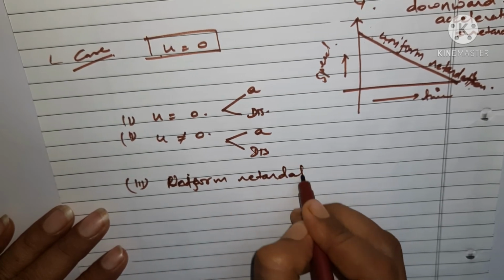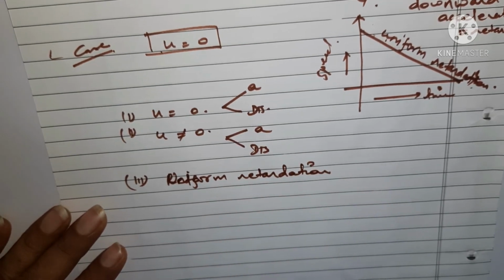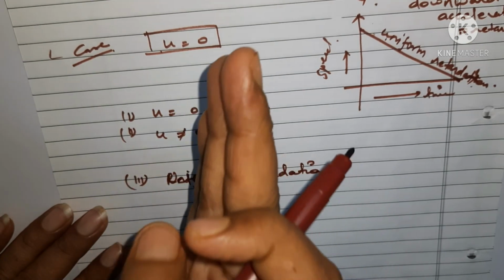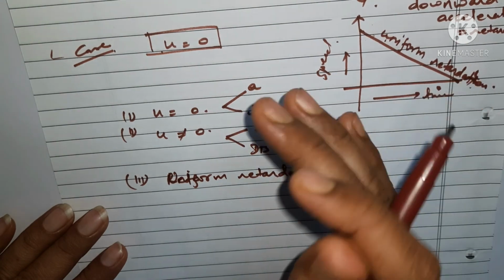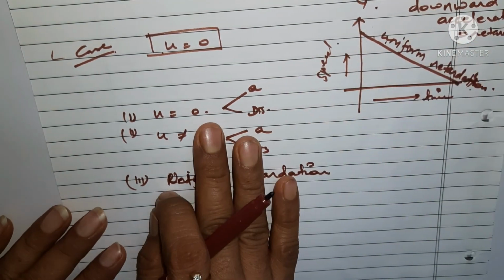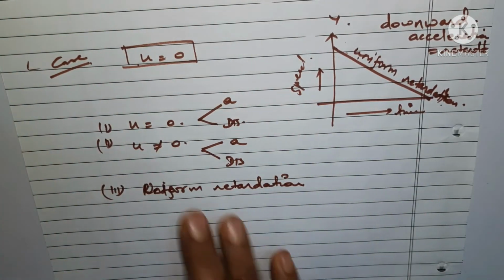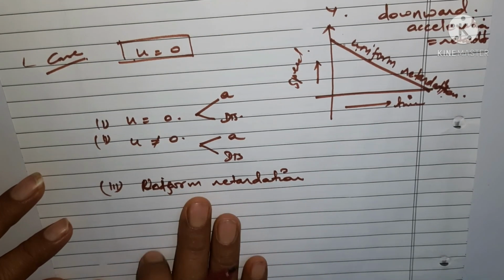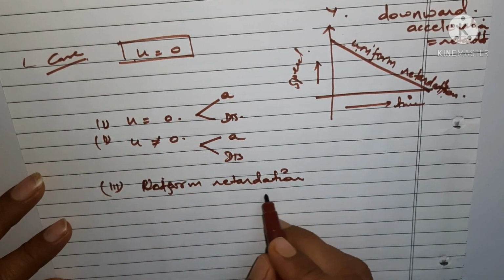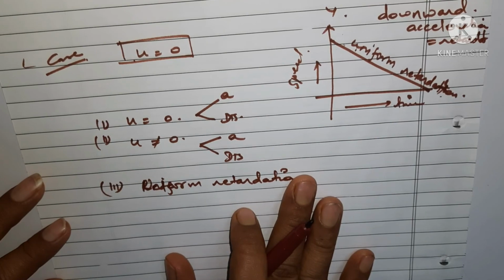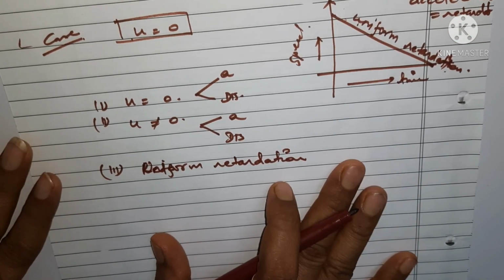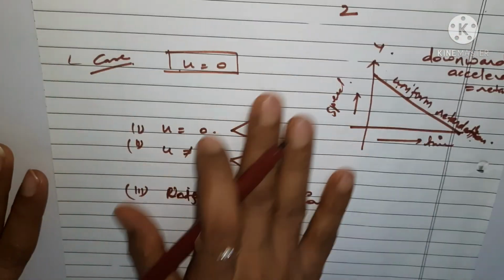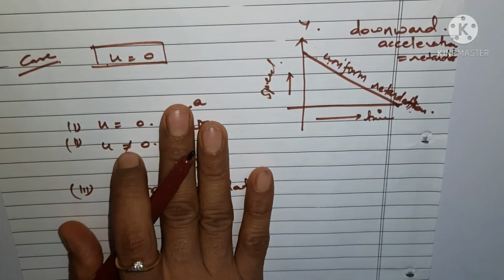Now in case of retardation, what will happen to speed? The amount of change in speed is not increasing in equal intervals of time, it is decreasing in equal intervals of time. Only this is the difference between uniform retardation and uniform acceleration. I hope you have understood all the 3 cases and all these graphs about uniform acceleration.